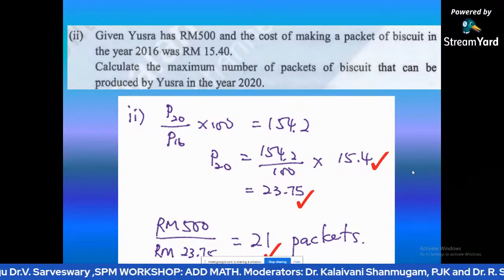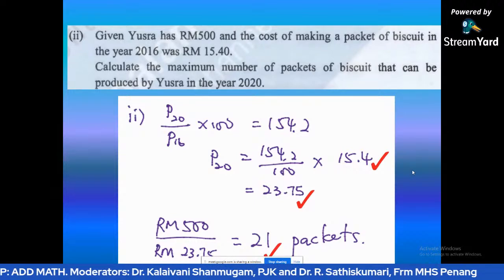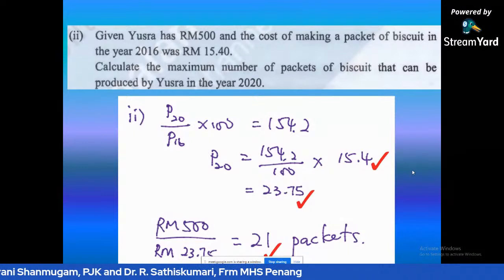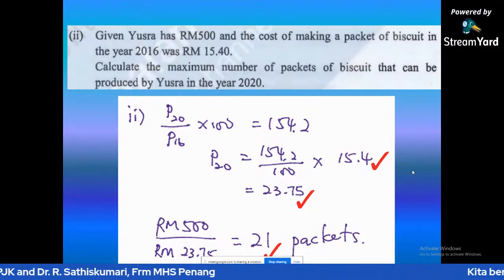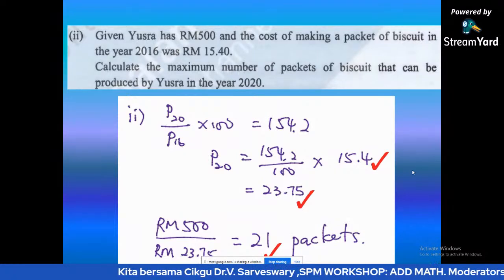So when you get the number of packets of biscuits, for example, this one is 500 ringgit, divide by 23.75. So I get the answer 21.05 and so on. So get the whole number, because this is the number of packets. So be careful with this. Don't give decimal places, because decimal places for number of packets does not exist.